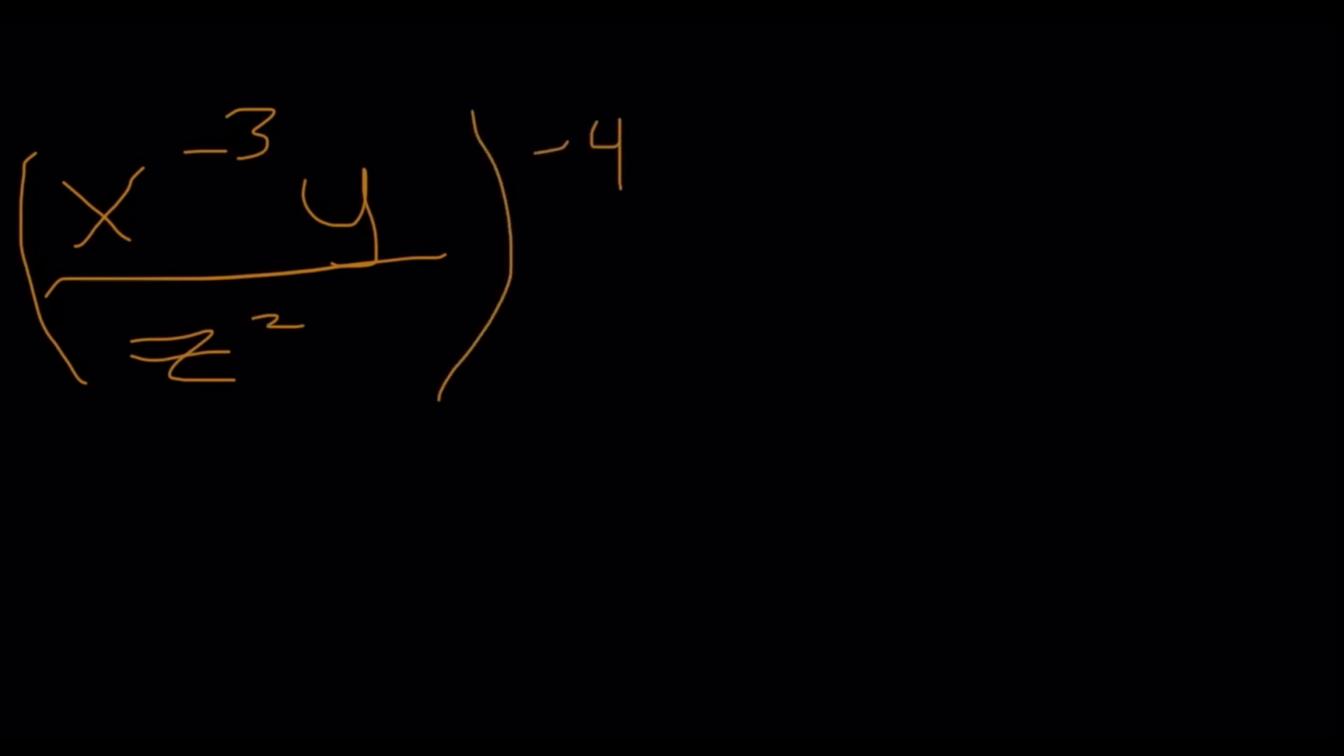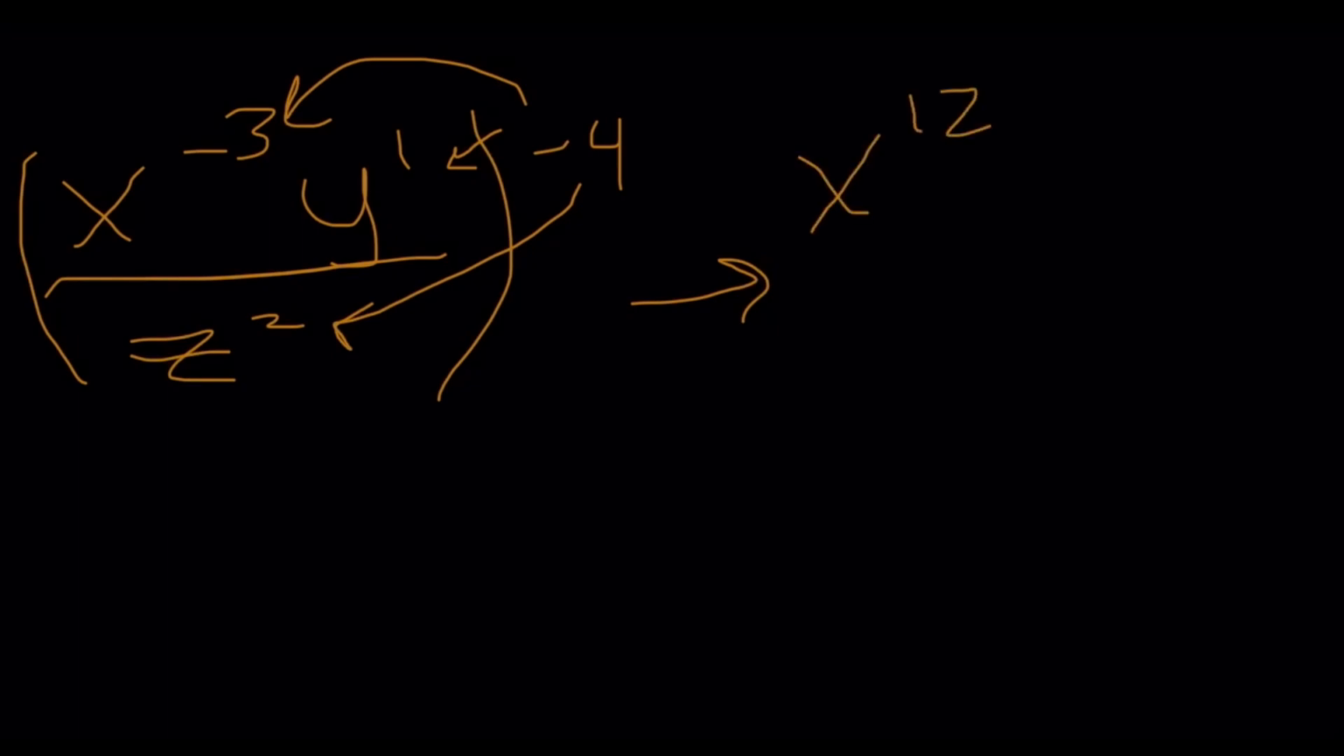So, we first have x to the negative third y over z squared. On the outside of this, we have a negative 4 exponent. We'll have to distribute this in, keeping in mind that there is an understood 1 on the outside of y. This then gives us x to the 12th, y to the negative 4th, over z to the negative 8th.